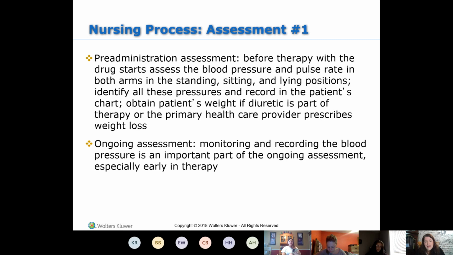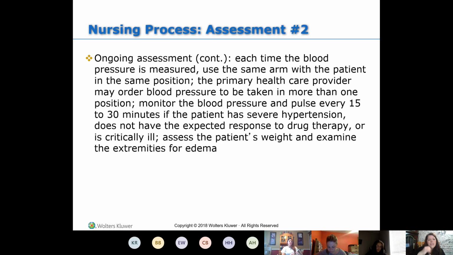For ongoing assessment, this is after they're established on the drug, we're going to monitor and record the blood pressure, especially early in therapy. Each time the blood pressure is measured, use the same arm with the patient in the same position. The primary healthcare provider may order blood pressures to be taken in more than one position, like I talked about with the orthostatics. They may have you monitor the blood pressure and pulse every 15 to 30 minutes if a patient has severe hypertension and we're not getting the expected response of drug therapy. And we're going to have you assess the patient's weight and examine their extremities for edema.